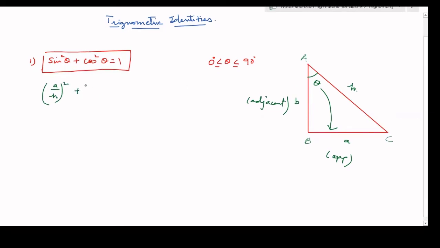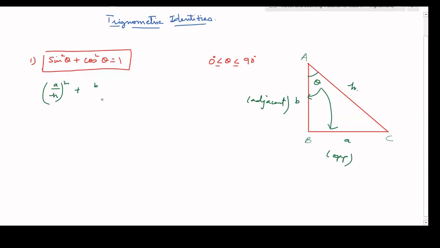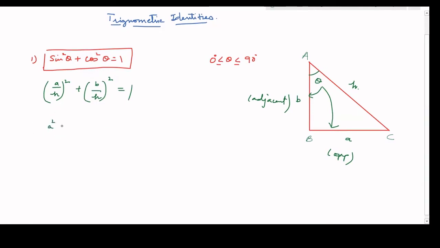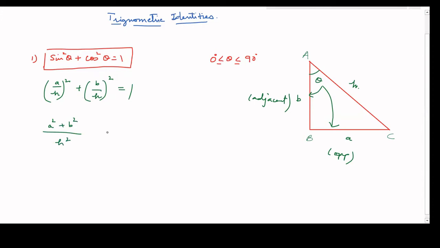Cos theta is base upon hypotenuse. For theta, the base is the adjacent side, that's B, and the hypotenuse is H. That's cos theta, but we want the squared value. This should be equal to 1. So this becomes A squared plus B squared over H squared. Since H squared is the denominator on both, we simply add the numerators.